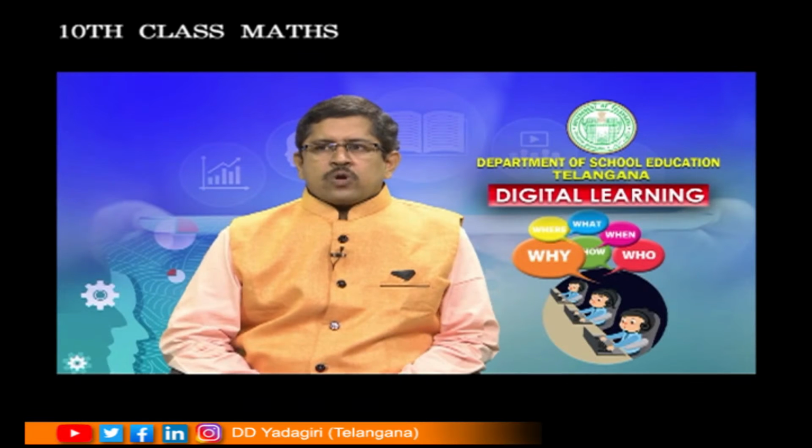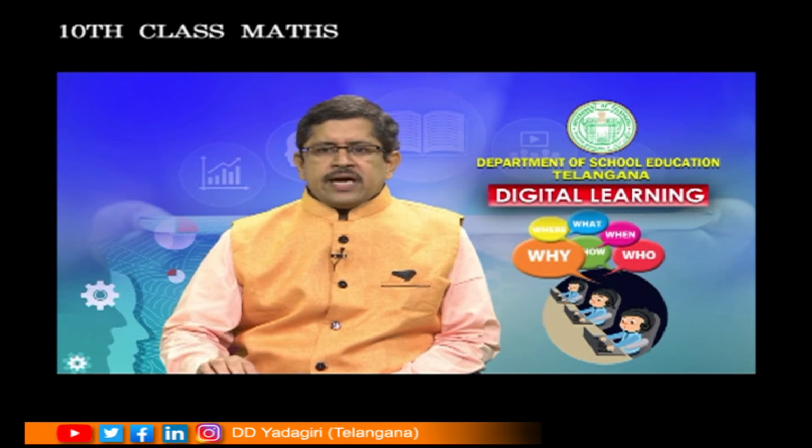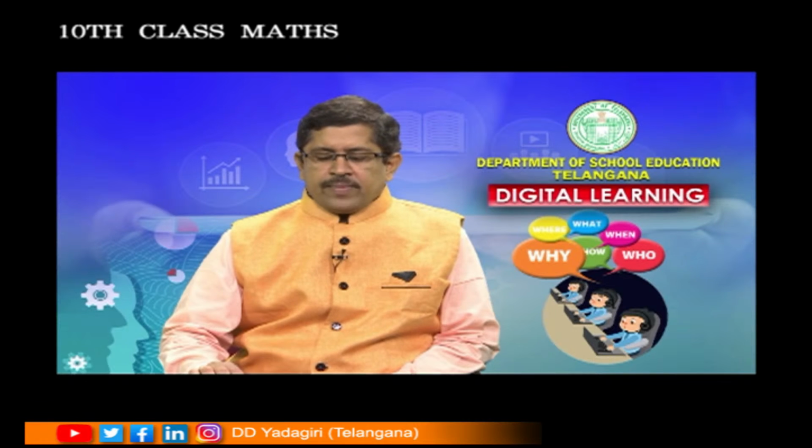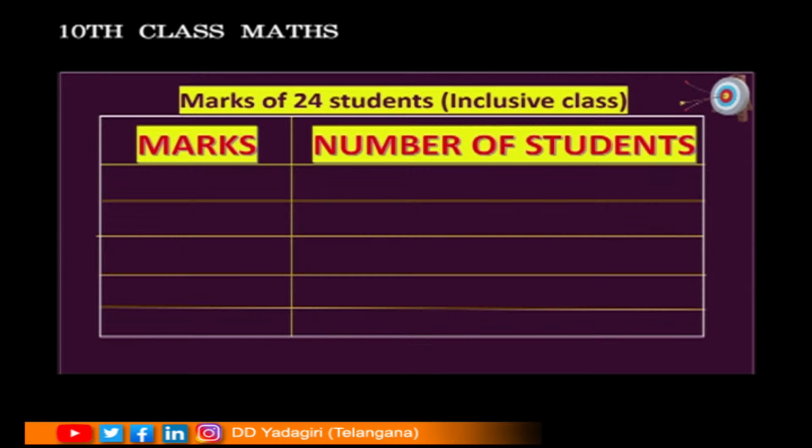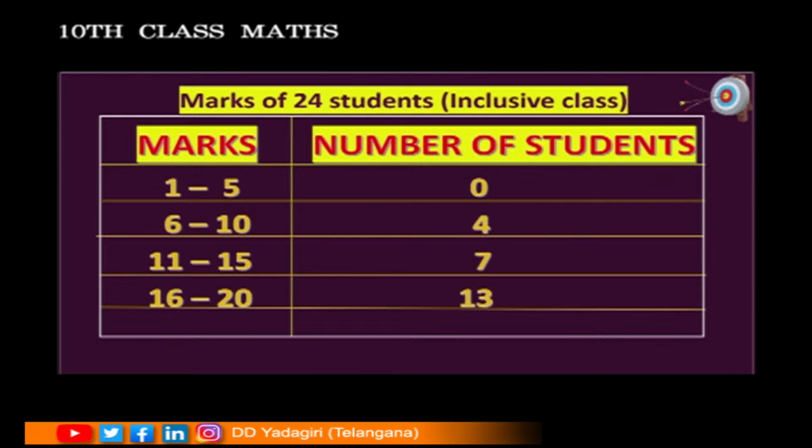So for that reason, Rohit from the same class has taken the marks from Reshma and he wanted to present the data of marks in a different format. So he has prepared a table where the marks have been put in the first column and the number of students in the second column. He classified the marks into four groups: 1 to 5 marks, 6 to 10 marks, 11 to 15 marks, 16 to 20 marks. Now children, is this data ungrouped data or grouped data? It can be called grouped data.